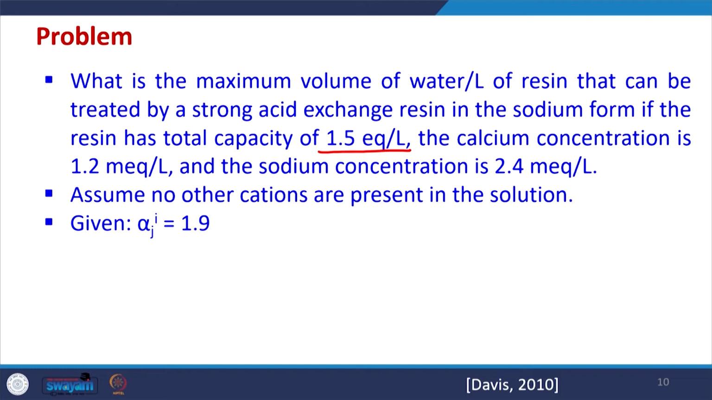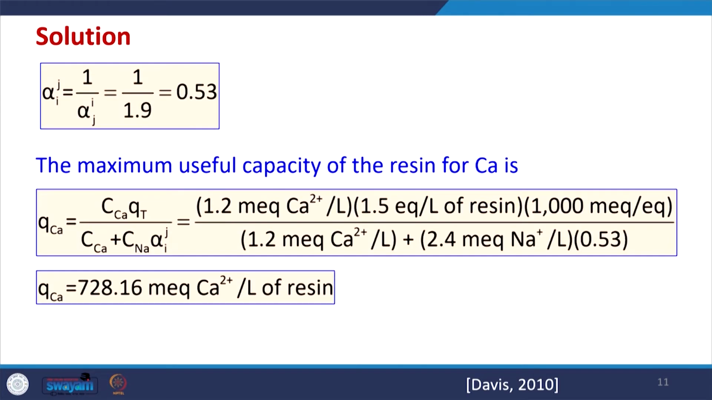So, this is there. Now, the alpha i j value has been given to be 1.9 in this case. So, let us try to solve what will be the maximum volume of water that will be required per liter of the resin. Now, alpha i j is given as 1.9. So, that means alpha j i is equal to 0.53. This expression was already given earlier, so we are using the same expression.